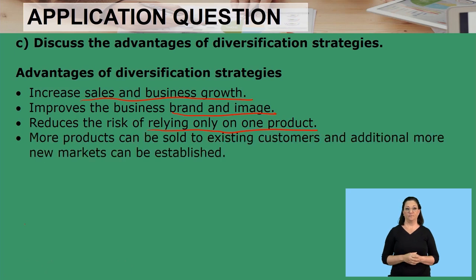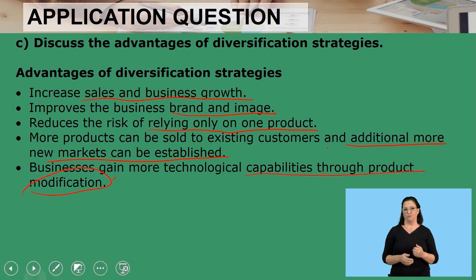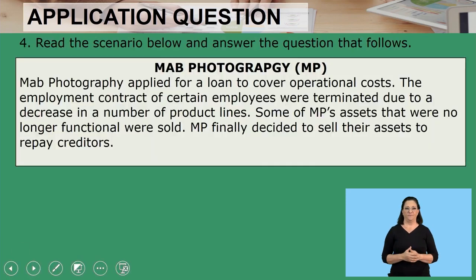Right, more products can be sold to existing customers and additional new markets can be established. We're no longer focusing on one market, but now we've got new markets. Businesses gain more technological capabilities through product modification because we are changing or modifying our products. Right, so we are done with diversification strategy. Now we've got the fourth question.